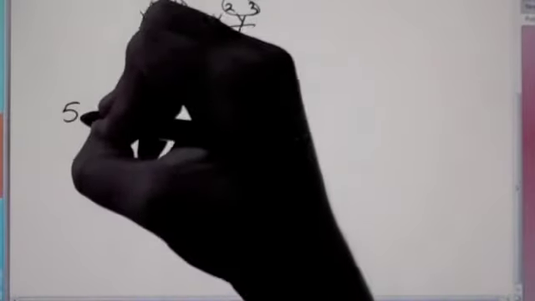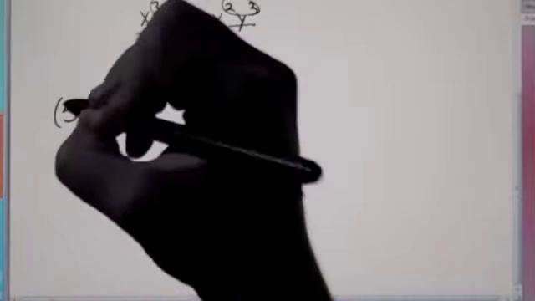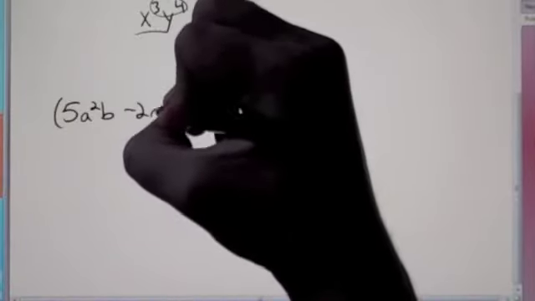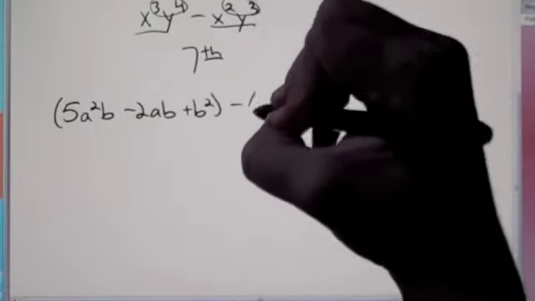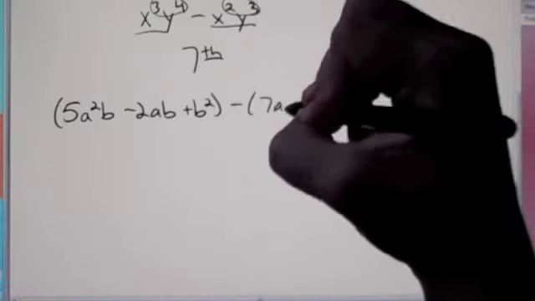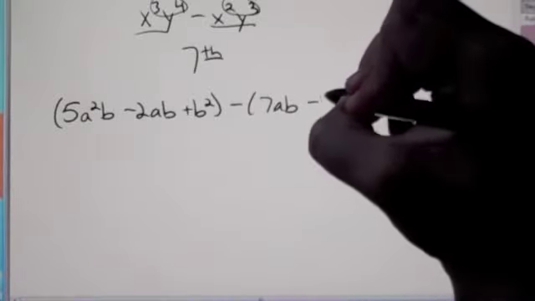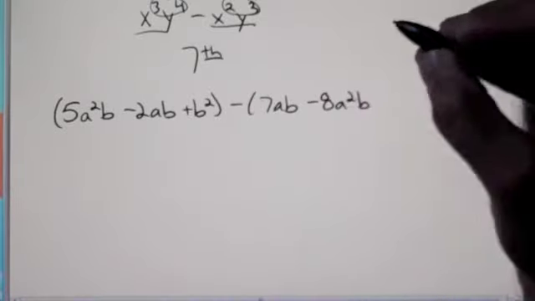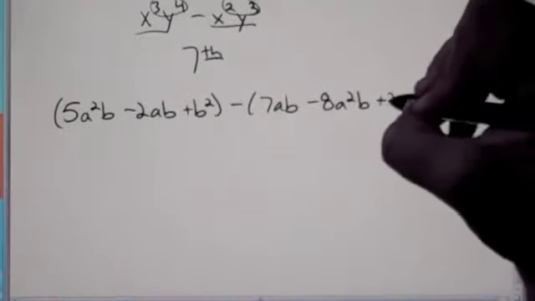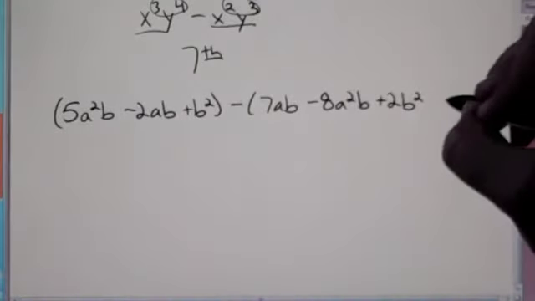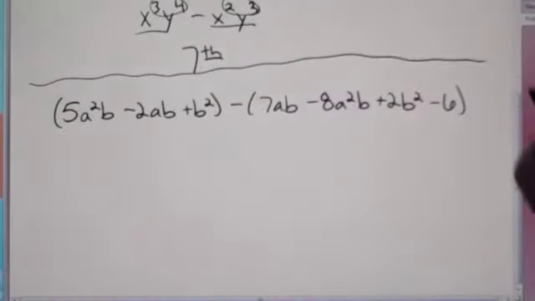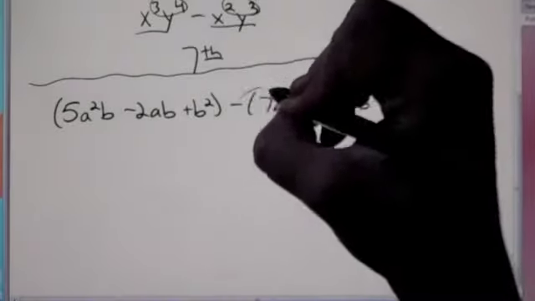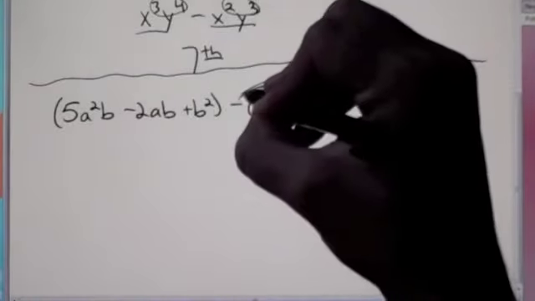We have 5a squared b, okay, minus 2ab, plus b to the second, minus 7ab, minus 8a squared b, plus 2b squared, minus 6. Okay? So when you get a problem like this, okay, so we have a minus in between. So what you're going to do is you're going to distribute that negative to each term.